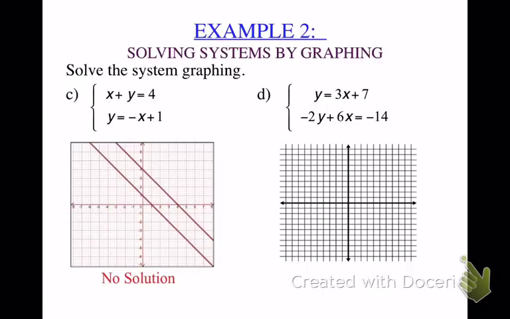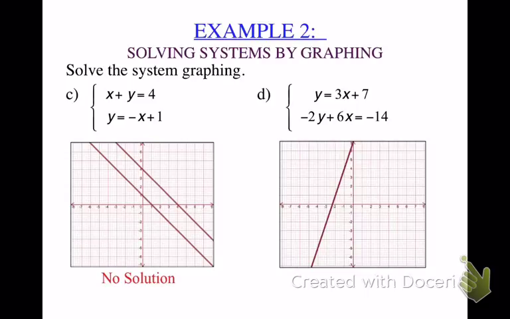Since there are no solutions in common for C, we say that they're inconsistent, and we'll talk about that in just a minute. But sometimes you have parallel lines and there is no common solution, so that's one type of system that we have. And then in D, you'll notice when you graph it that this is actually one line graphed on top of the other. So they have every solution in common, which means that there are infinite solutions. So your options here are one solution, no solutions, or all solutions. Those are your only three options that you have.